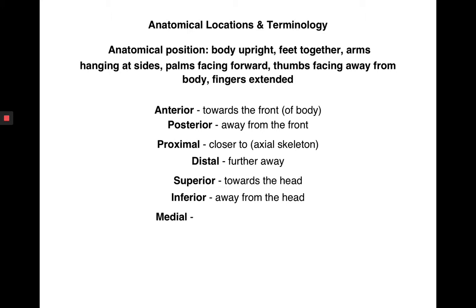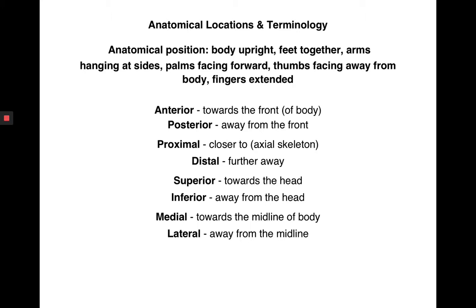Then we have medial, and medial would be towards the midline. So if we were to take our skeleton and draw an imaginary midline right between the eyes, through the nose, through the mouth, down through the throat, past the sternum, through the navel, and in between the legs down to the pubis, that would be an imaginary midline. So anything towards that midline would be referred to as being medial, and then anything away from the midline would be lateral. So lateral is away from the midline or out to the side. Medial would be in towards the middle.